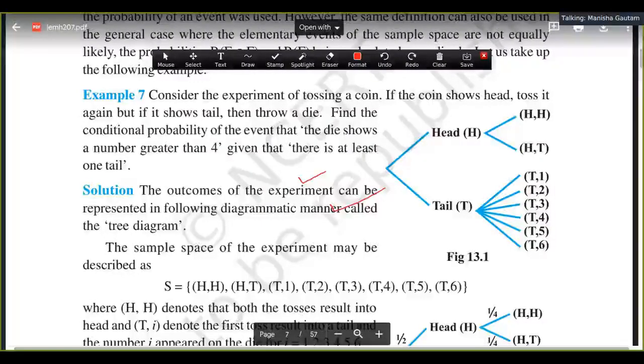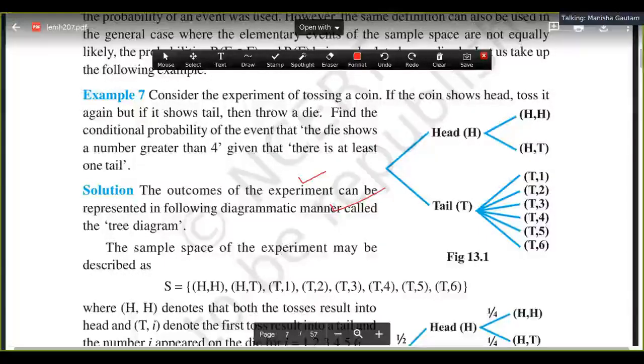Again, you have to toss the coin. If you got the tail, in that case, you have to throw a die. It means the experiment is completed. If the coin shows head, then you will toss the coin again. This is the first part. If the coin shows tail and you throw the die, that's the second case of the experiment. After throwing the die, the experiment is completed in the second case.